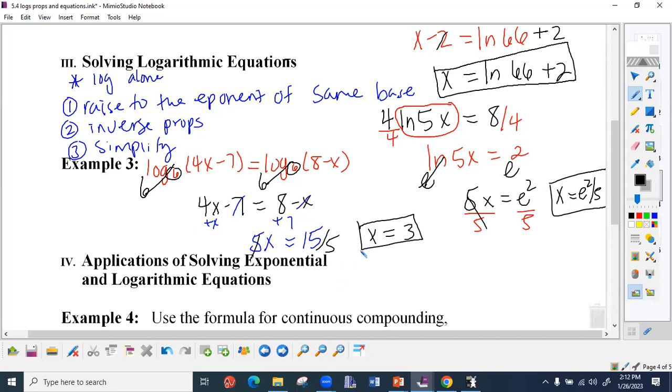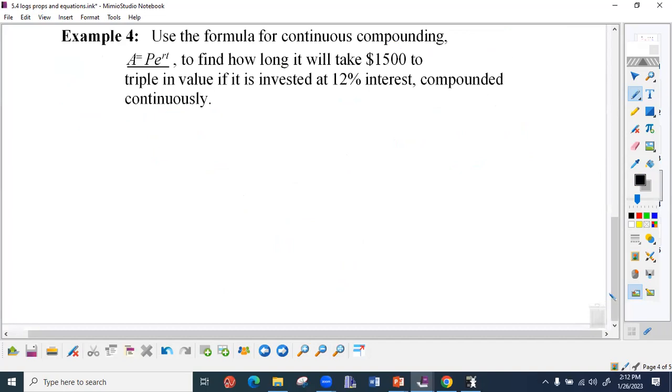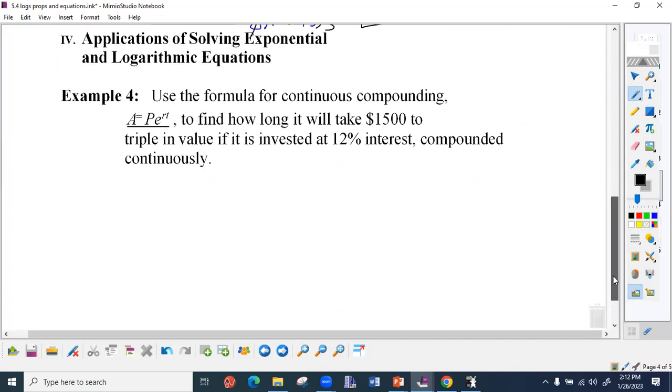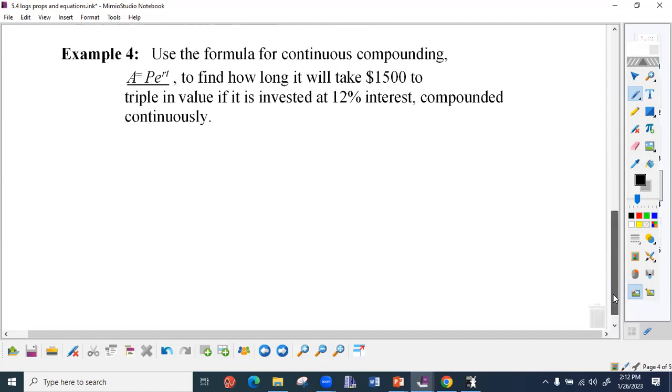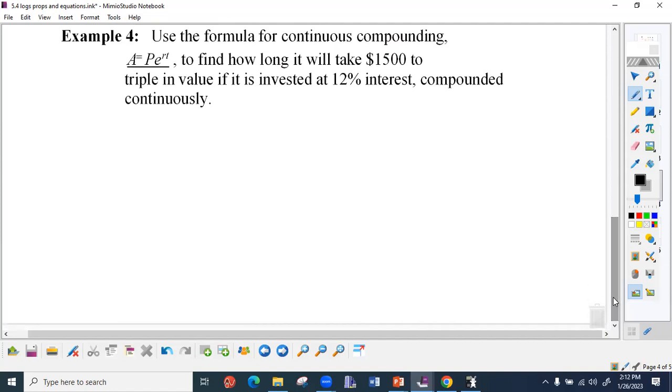All right. Our last part of our notes is a word problem example, a real world example. Okay? So applying the skills that we just did to solve a real world problem. Here it says use the formula for continuous compounding, which is A equals P times e to the RT, and find out how long it will take $1,500 to triple in value if it is invested at 3% interest compounded continuously. Okay. So the beauty here is you're given a formula. You have to identify the value of the variables from your formula and go from there.